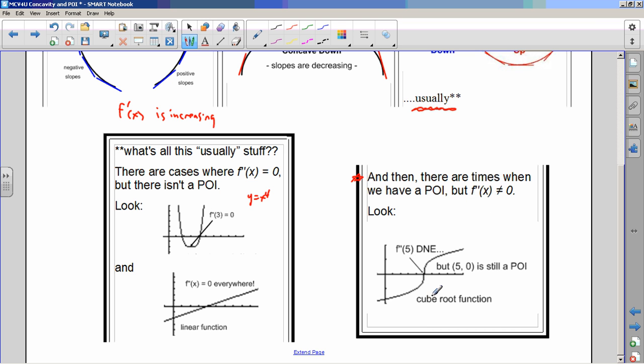So look at this one. This is some sort of cube root function. Here, you see how this is smile shape, this is frown shape. And the second derivative doesn't exist at x equals 5. The first derivative doesn't exist, vertical tangent, and so the second derivative wouldn't exist either, but there's still a point of inflection there. So obviously, we're going to have to keep in mind these special cases when we're looking for points of inflection. And I think we'll see that in our first example.